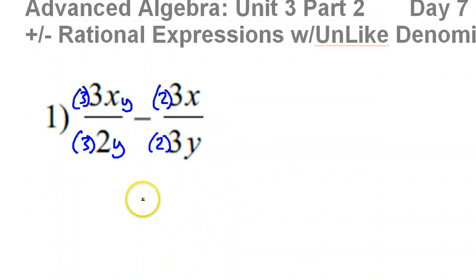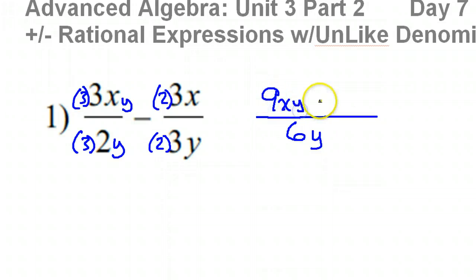Once you have a common denominator, you can make one fraction out of it. So my common denominator is 6y. Okay, both of these are 6y. Now, as far as the numerator goes, we have here 9xy minus, okay, because the minus sign, 6x.